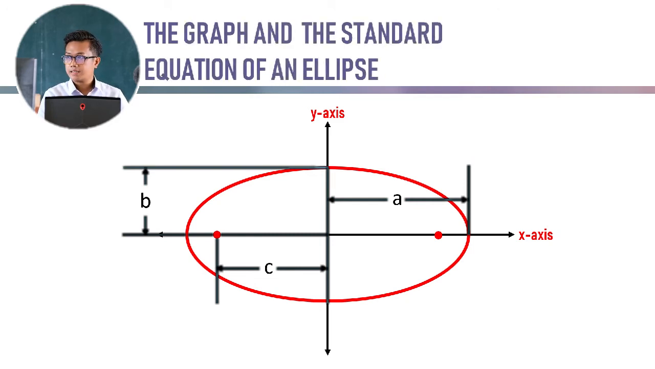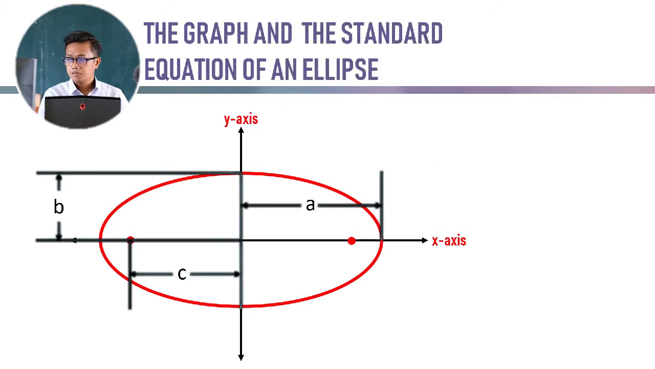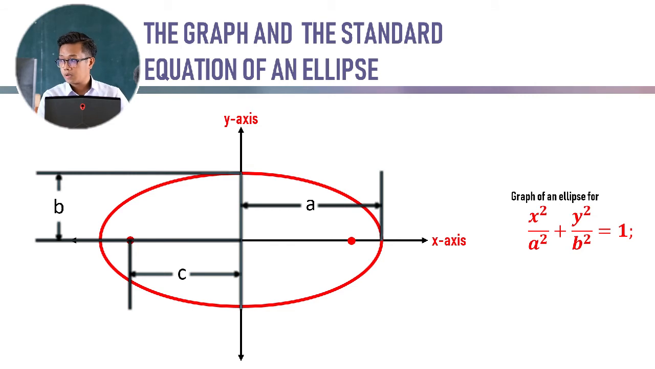The graph and the standard equation of an ellipse. So this is the graph of an ellipse with a standard equation nga x squared over a squared plus y squared over b squared is equal to 1. Again, naka-equate naman siya sa 1 because that is the standard form of an ellipse.